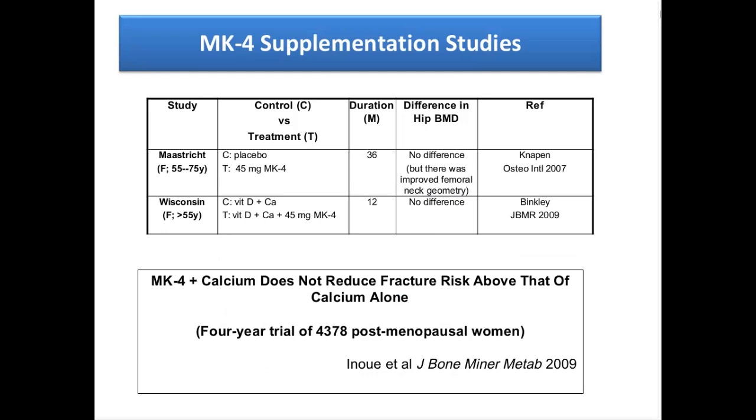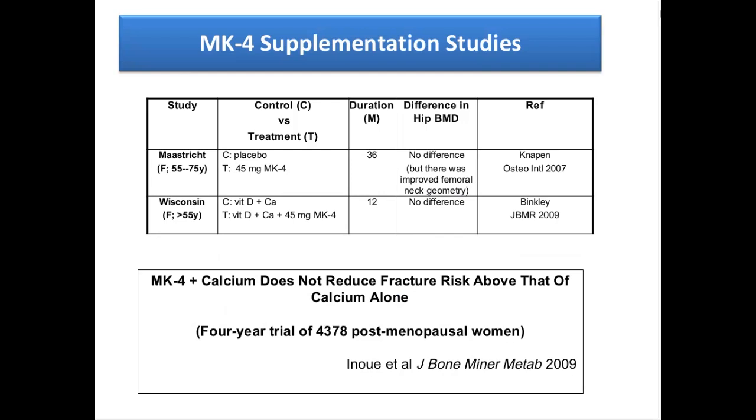Now, with the menaquinone 4 supplementation studies, there were numerous studies early on that suggested that menaquinone 4 had a protective effect. However, more recently, when they've compared them either to a placebo or to vitamin D and calcium, we have not seen a difference in the effect of menaquinone 4. And please notice this dose is 45 milligrams, which is equivalent to 45,000 micrograms, which is considerably more than the current recommendations of 90 to 120 micrograms.